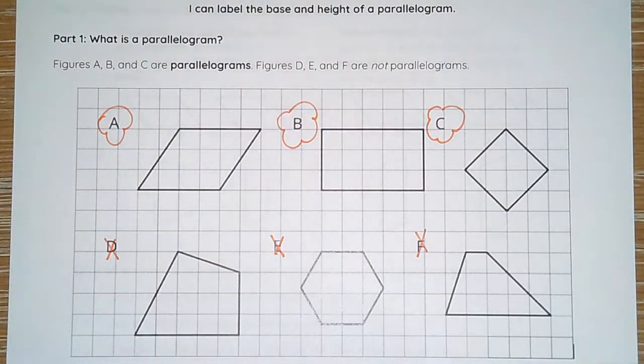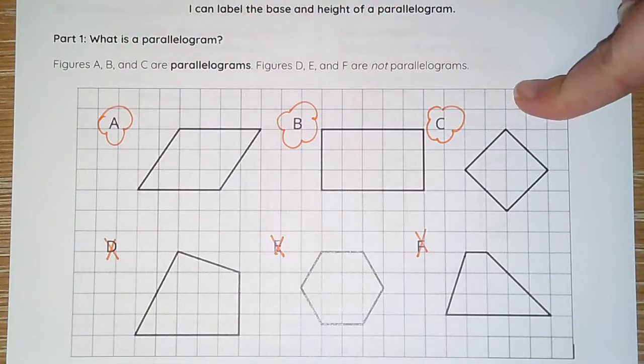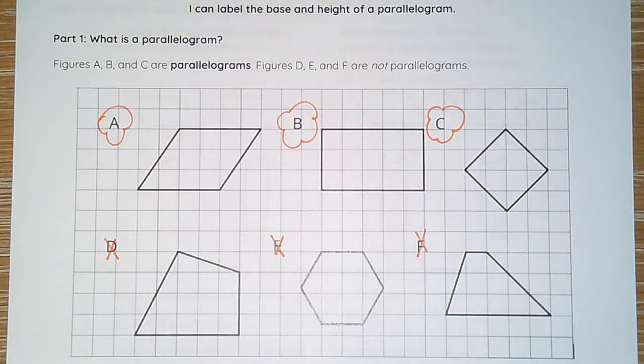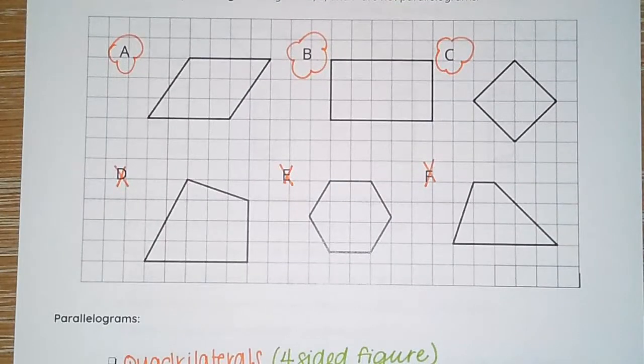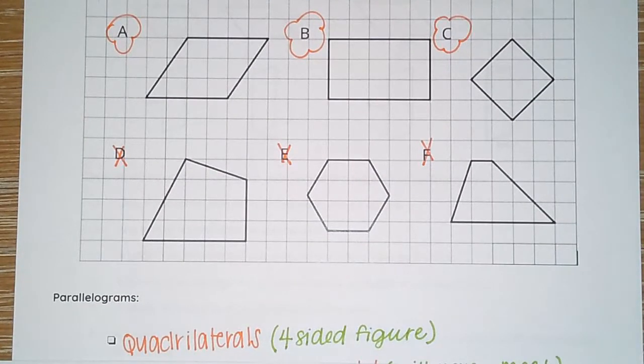Wow, we've got some great thoughts, some great observations about A, B, and C's similarities, and also some interesting points about D, E, and F. Now I would like to go through 4 things that make a parallelogram. The first is all parallelograms are quadrilaterals.